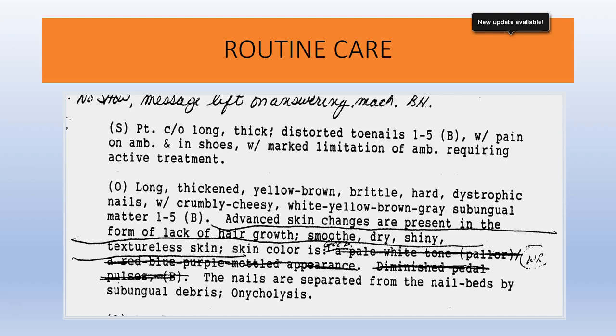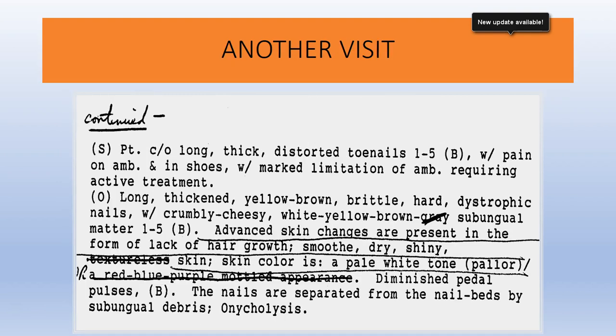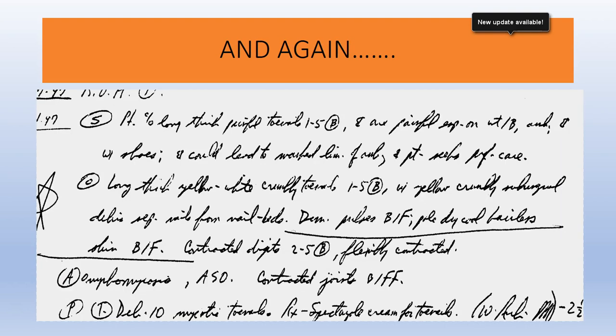Well, what we're saying here is this patient has significant small vessel disease, or seemingly does, and this is the reason they're going to be receiving Medicare support for routine foot care. Here's another note, the same patient, again advanced skin changes, lack of hair growth, smooth, dry, shiny, textureless skin, pale white tone with pallor, red, purple, mottled appearance, diminished pulses. So we're telling Medicare, here's the justification for cutting their nails.